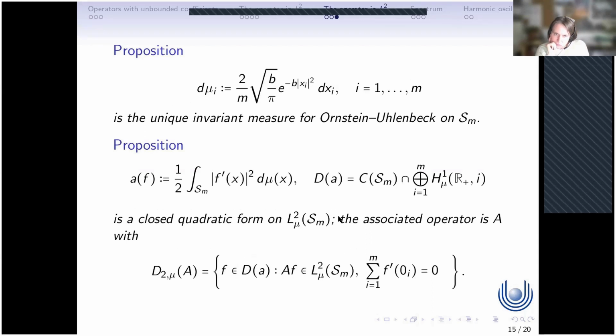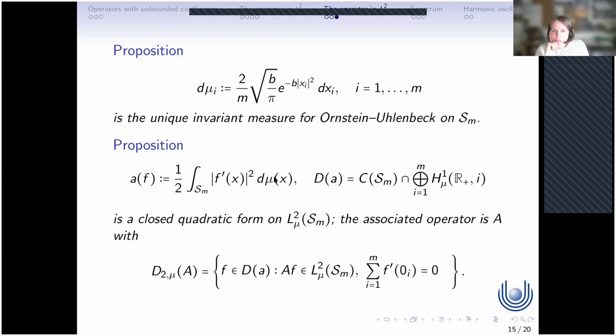So what we could do in our paper is to prove the existence of a unique invariant measure for Ornstein-Uhlenbeck also on metric stars, which looks very similar to the classical one on lines. And once we have our Gaussian measure at our disposal, then we can study the quadratic form associated with the Ornstein-Uhlenbeck operator. It turns out that you have a nice integration by parts formula, so you can get rid of the drift term and come up with this quadratic form here.